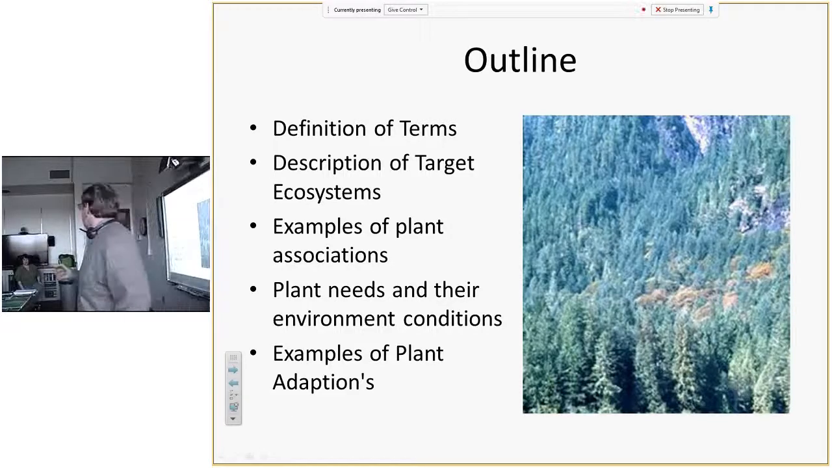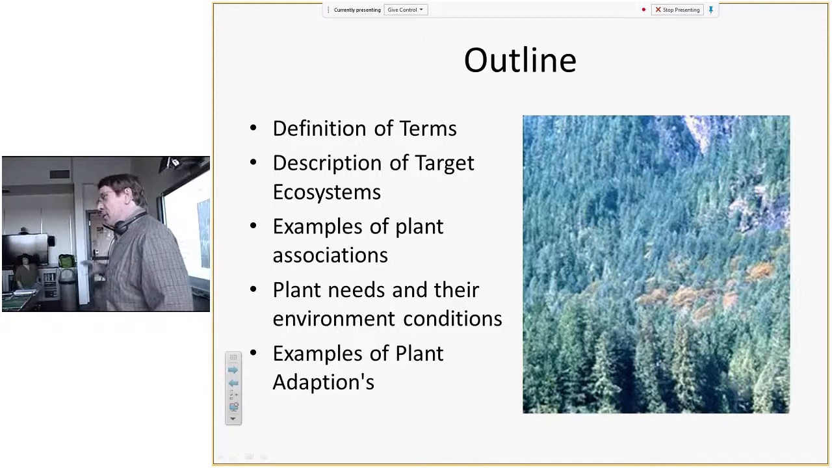How we got there. I'll talk about plant associations. And then, if we have time, I'd like to go over what plants' basic needs are and all the environmental constraints they have. So why do we see plants in different kinds of communities, in different places on the earth?